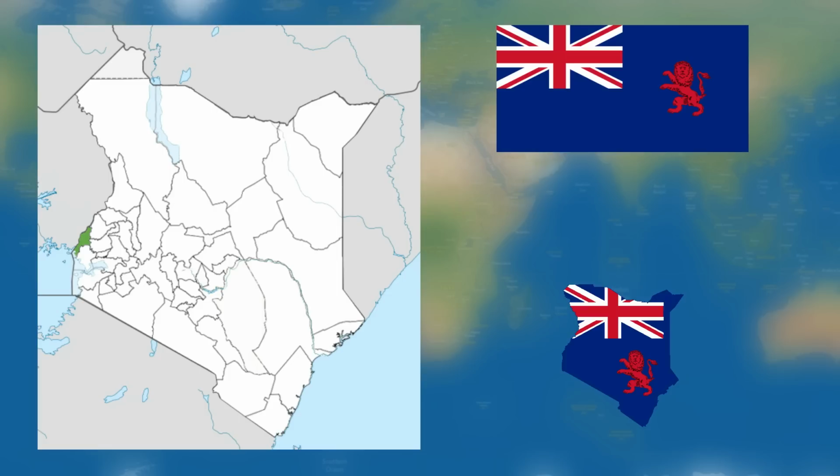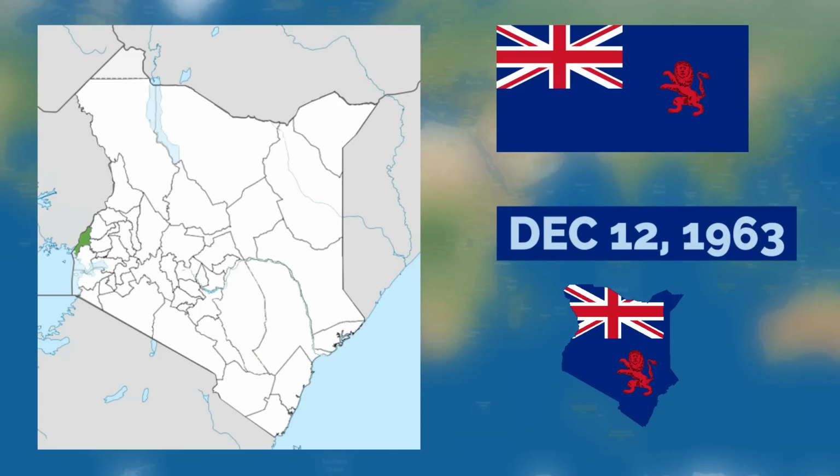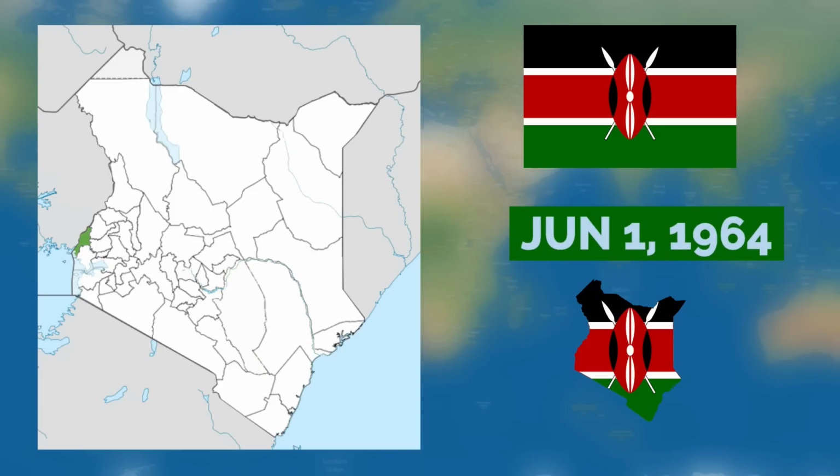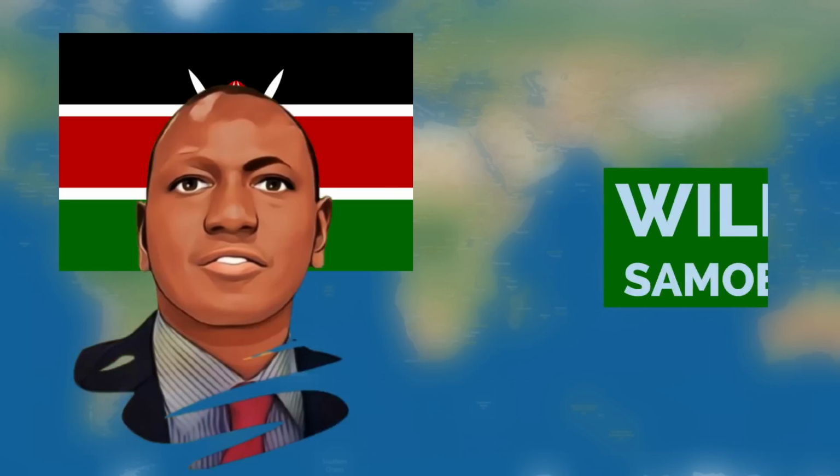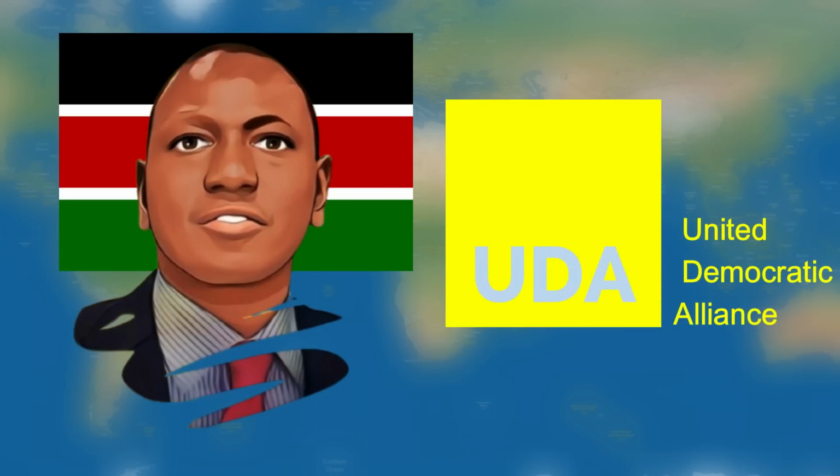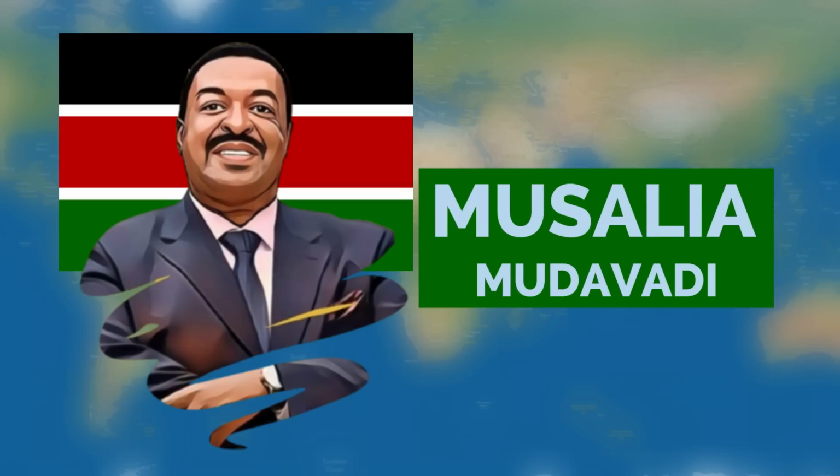Meanwhile, in 1962 Kenyatta was released to become Kenya's first prime minister when Kenya finally gained independence on December 12, 1963. The following year, Kenya became a republic with Kenyatta as its first president. In the same year Kenya joined the British Commonwealth. Kenya's head of state is President William Ruto of the United Democratic Alliance Party. Its head of government is Prime Minister Musalia Mudavadi.